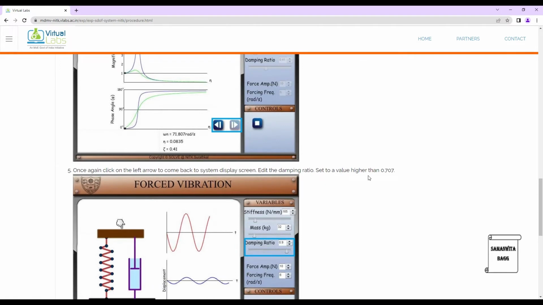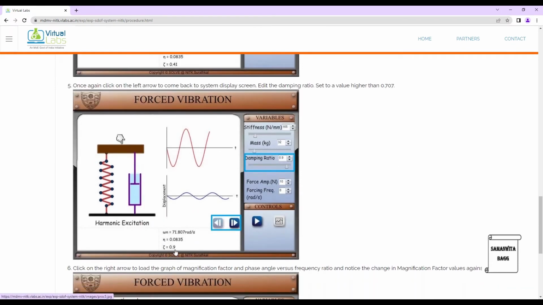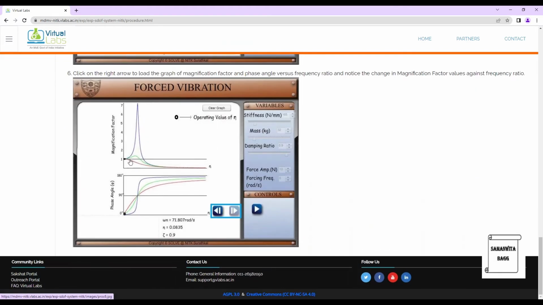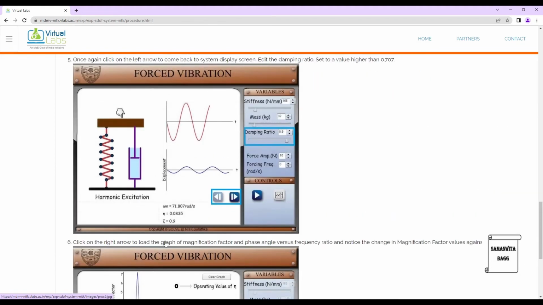Now let's set the value higher than 0.707, that is 0.9 has been given, and let's see the solution. This red one is the solution now. You can see this is how your graph is obtained for magnification factor versus frequency ratio, and this red color now is the phase angle. So this is the procedure.